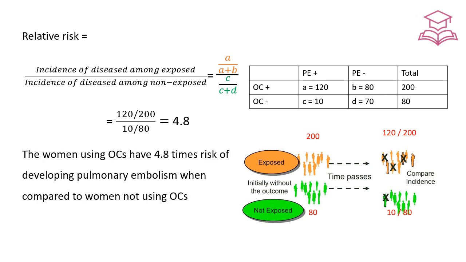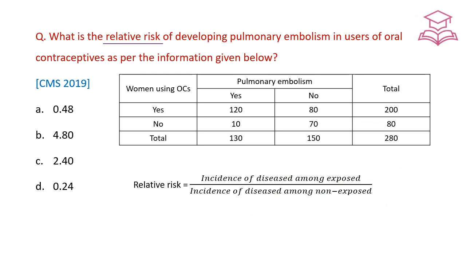The result is interpreted as the women using oral contraceptives have 4.8 times risk of developing pulmonary embolism when compared to women not using oral contraceptives. So coming back to the question, the relative risk is 4.8.